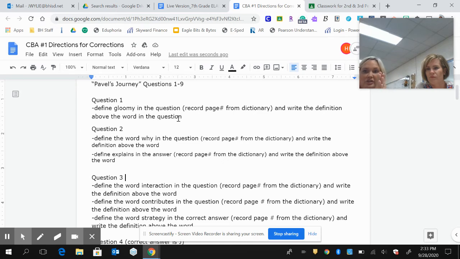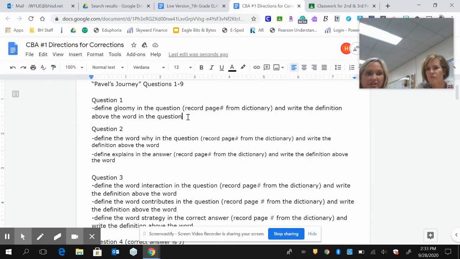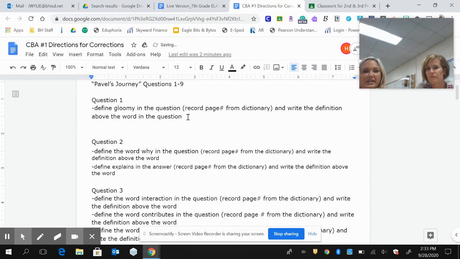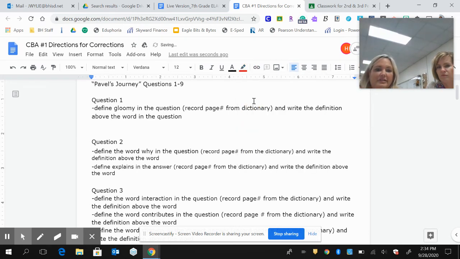Okay, now you took your test on Kurzweil. You can go back to Kurzweil and look at that test. It's still there for you. Okay, but you're going to have to type in this information, the definition of gloomy, and the definition above the word in the question. You're going to have to actually type those things here in the CBA directions, and you're going to type them in red. So you change the font to red. That's highlighted, but I didn't mean to do that. Sorry.